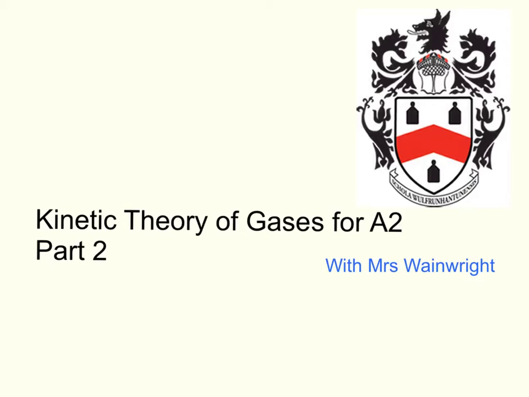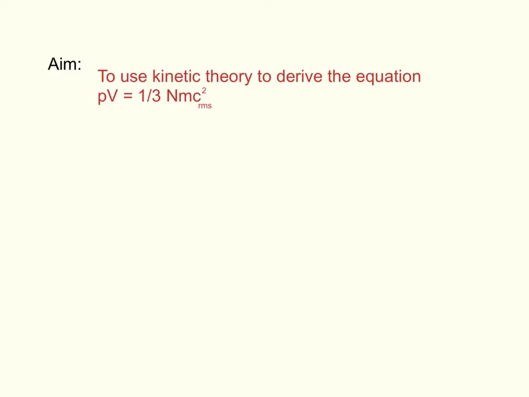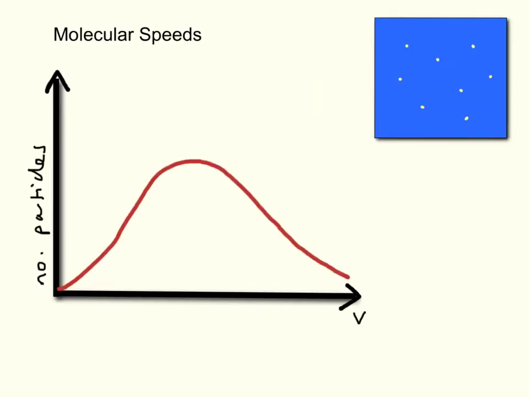Hi, in the second part of kinetic theory of gases, we're going to be deriving the kinetic theory equation. But first, we need to talk a little bit about the speeds of molecules in a gas. So, not all the particles in a gas will travel at the same speed. They will have a variety of speeds as shown on the graph here.